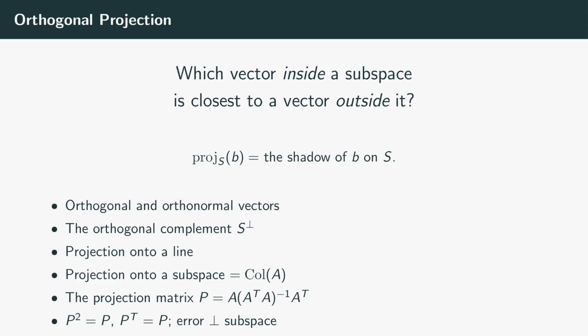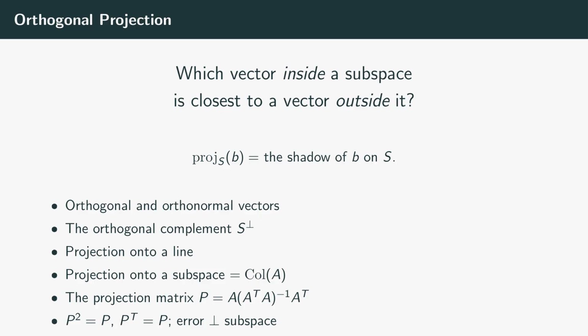Welcome back. Here is the question that organizes this whole episode. You have a subspace, a line, a plane, the column space of a matrix, and you have a vector that does not lie inside it. Among all the vectors that do lie inside the subspace, which one is closest to your vector? That closest vector is called the orthogonal projection, and you can picture it as the shadow your vector casts when light shines straight down onto the subspace.